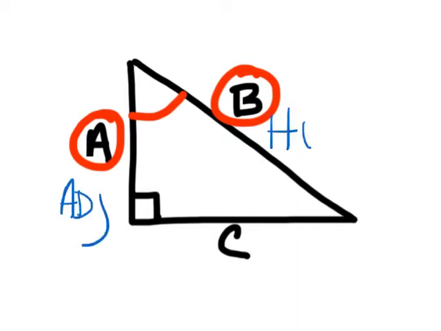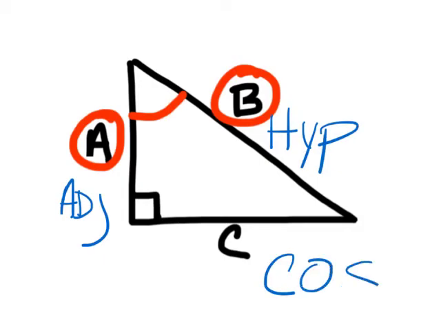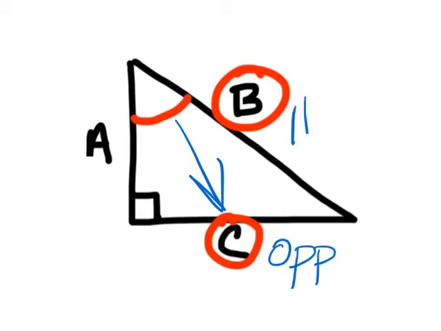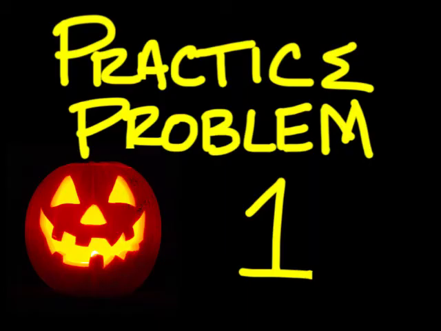This one is adjacent and hypotenuse, so it should be cosine. Try another one. This is the angle, so this side is opposite. This one will always be hypotenuse, so the function is sine.